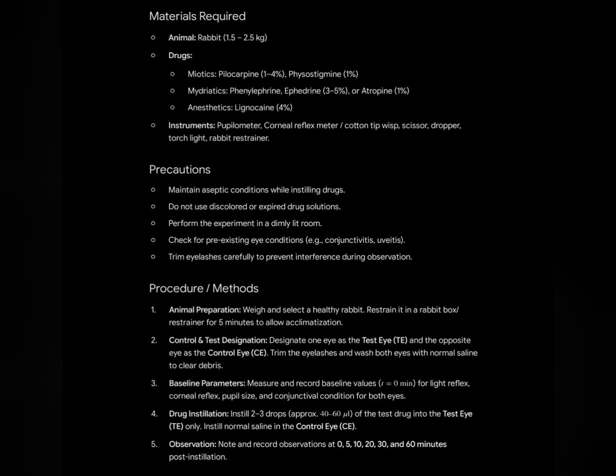Materials required: animal, rabbit, weight 1.5 to 2.5 kg. Drugs: miotics, pilocarpine 1 to 4%, physostigmine 1%; mydriatics, phenylephrine, ephedrine 3 to 5%, atropine 1%; anesthetics, lignocaine 4%. Instruments: pupillometer, corneal reflex meter or cotton tip wisp, dropper, torchlight, rabbit restrainer.